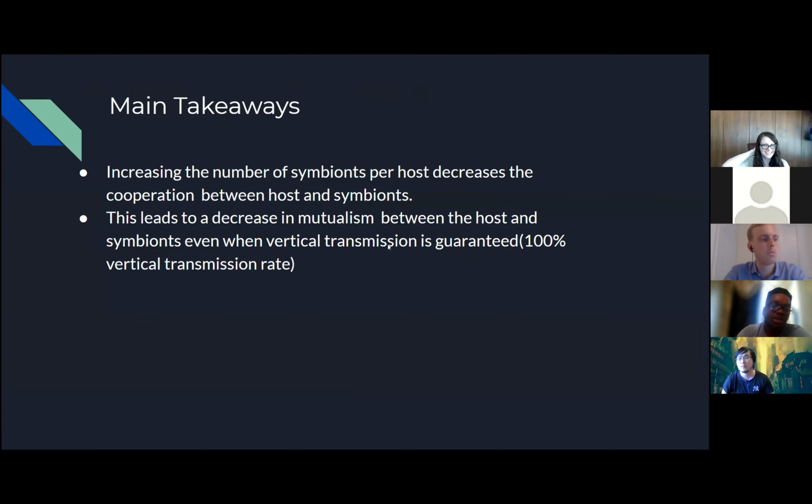Some of our main takeaways here: increasing the number of symbionts per host decreases the cooperation between the host and symbionts. This leads to a decrease in mutualism between the host and the symbionts, even when the vertical transmission rate is guaranteed. We think this is because there's a small number of parasitic symbionts, but the host can't treat the symbionts any differently. So this messes things up for all of the symbionts and leads to an overall increase in parasitism. We were interested in seeing if altering the interaction between the symbionts would change anything, and Jen's results will go into that.